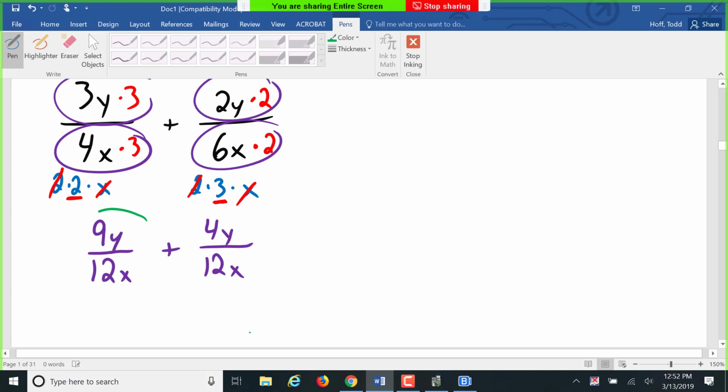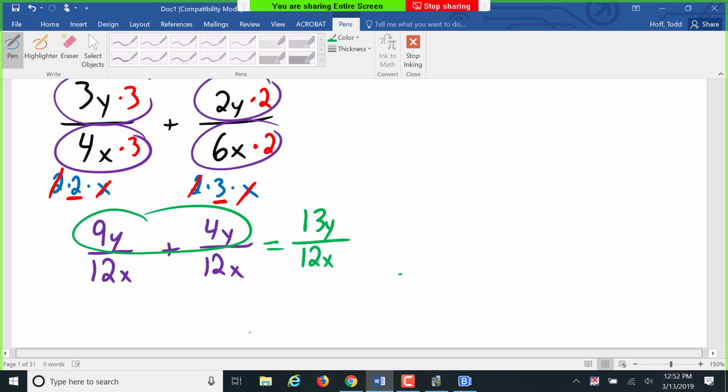So we'll add 9y plus 4y gives us 13y over 12x. Can I change that to 1 and 1y over 12x? No. Remember, when there are variables in our fractions, there is no such thing as a mixed number.